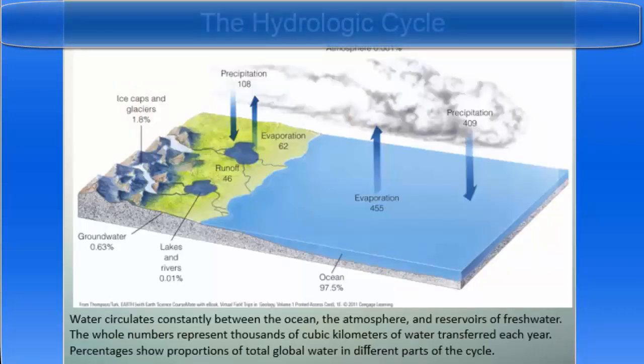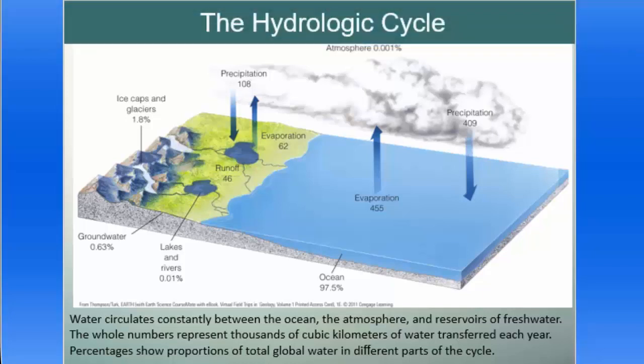So you very likely have seen this view of the hydrologic cycle many, many times, water circulating constantly between the oceans, the atmosphere, and the reservoirs of fresh water. The whole numbers represent thousands of cubic kilometers of water transferred each year, and the percentages show the proportion of total global water in different parts of the cycle.